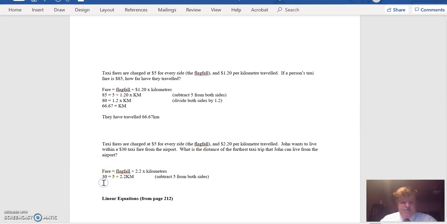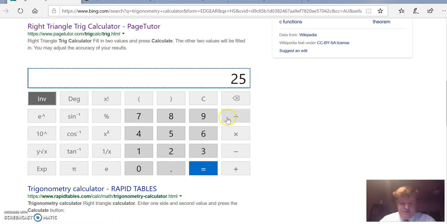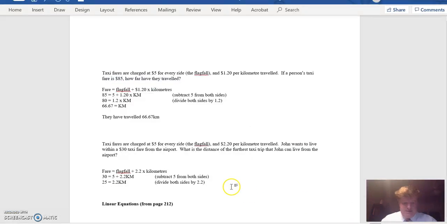So 30 minus 5 is 25 equals 2.2 kilometres. And to get the kilometres by themselves, we have to divide both sides by 2.2. And we'll go to the calculator to help with this. So 25 divided by 2.2 equals 11.36. So 11.36.